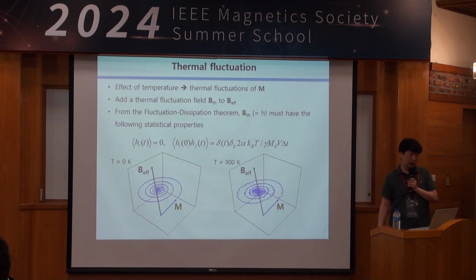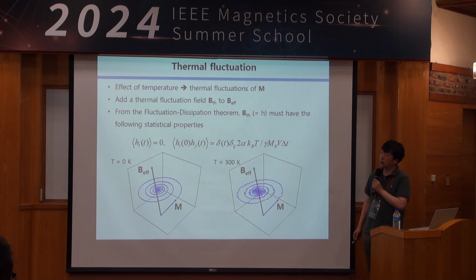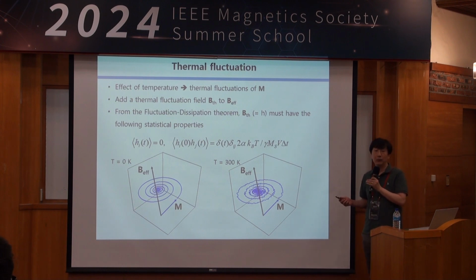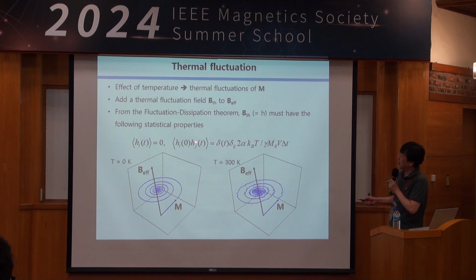The other important effective field is the thermal fluctuation field. So we want to incorporate thermal fluctuation in the LLG equation. Then what we do is add the thermal fluctuation field B_th to the effective field. From the fluctuation-dissipation theorem, this B_th must satisfy this condition. Each average in time and space must be zero because it must be random. However, when you multiply these two, you have the delta function, meaning that the magnitude of this field depends on the damping, the temperature, and your magnetic moment.